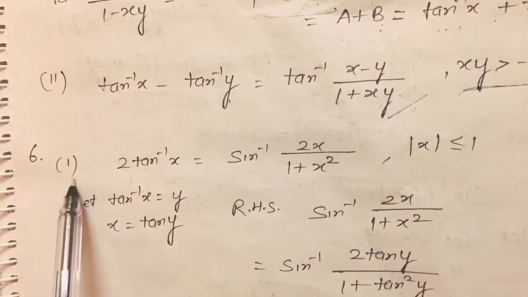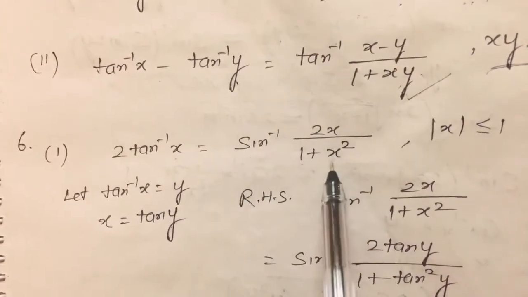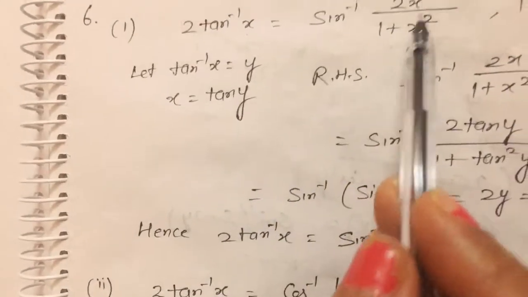Now come to the sixth property. 2 tangent inverse x is equal to sine inverse of 2x upon 1 plus x square.